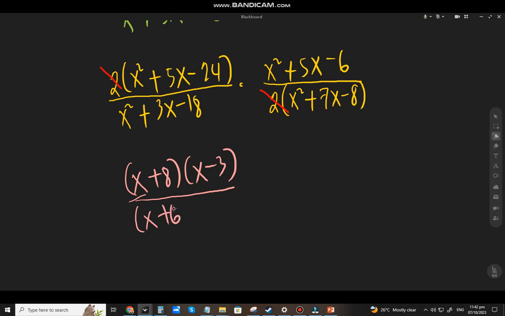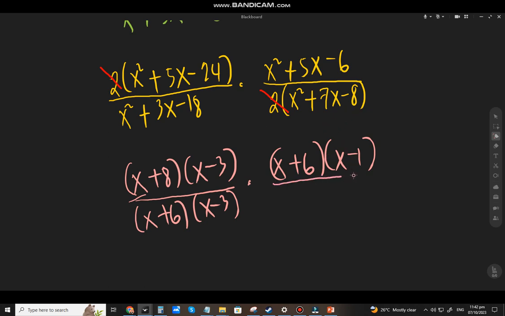Next one, x plus 6 and x minus 3. 6 times negative 3 is negative 18, and 6 minus 3 is 3. Multiply it to, that will be positive 6 and negative 1. 6 times negative 1 is negative 6, and 6 minus 1 is 5. And the last one, that will be x plus 8 and x minus 1. Right.